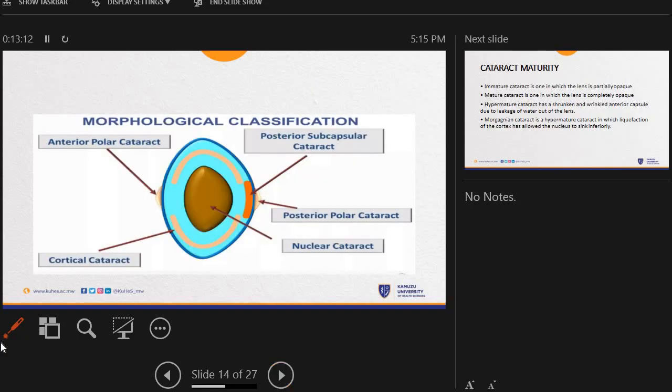Okay, let me just show you a diagram. This is a diagram showing where the cataract can actually occur. If it is occurring in the nucleus, then you call it a nuclear cataract. If it's occurring, so this is the anterior part of the lens.